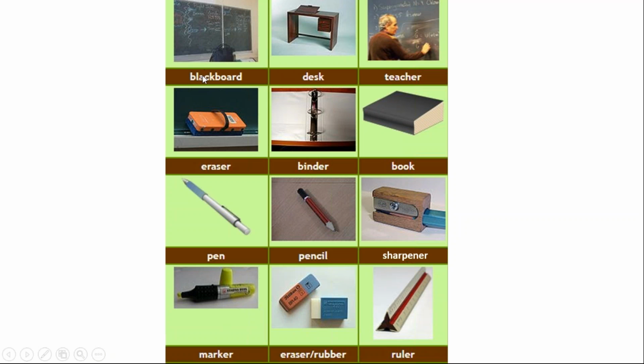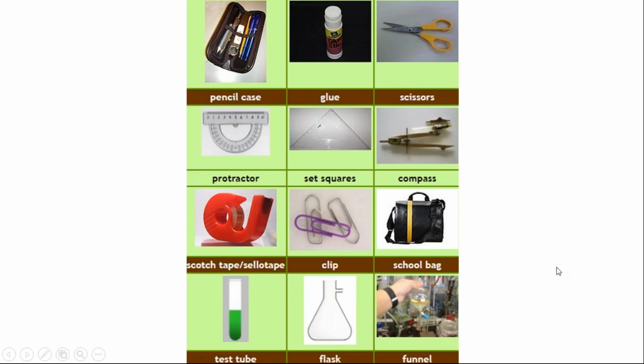¿Qué pasa si son esas pizarras que son blancas y no negras? Son whiteboard, como el color blanco, whiteboard. Luego tenemos el eraser, rubber, como decía, y ruler, que es la regla, right? We can have the pencil case, which is the cartuchera, the glue, scissors, we have protractor, we have set squares, right? Las escuadras, or the compass, or scotch tape or the cello tape.